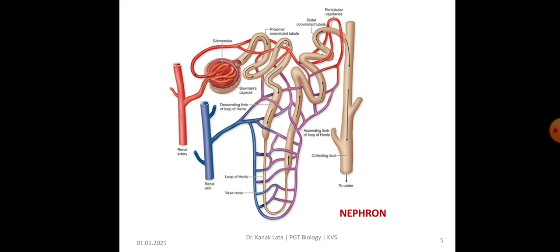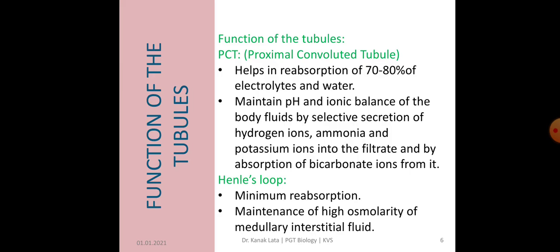This is the diagram of nephron showing all the parts. Now let us see the function of tubules. First is PCT, that is proximal convoluted tubule. Proximal convoluted tubule helps in absorption of 70 to 80% of electrolytes and water. It helps in maintaining the pH and ionic balance of the body fluid by selective secretion of hydrogen ion, ammonia and potassium ion and by absorbing bicarbonate ions from the filtrate.